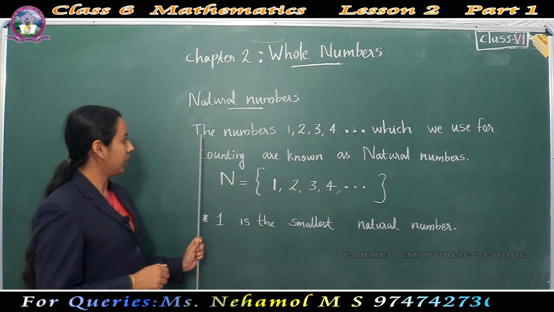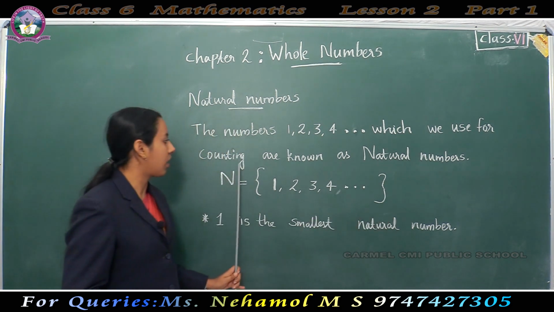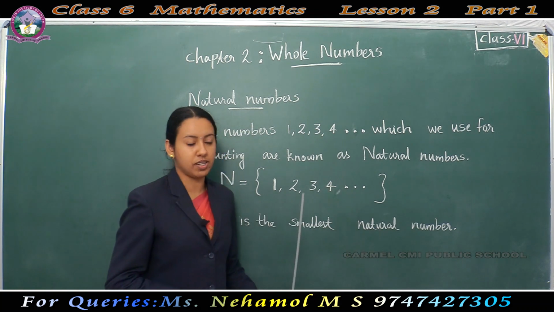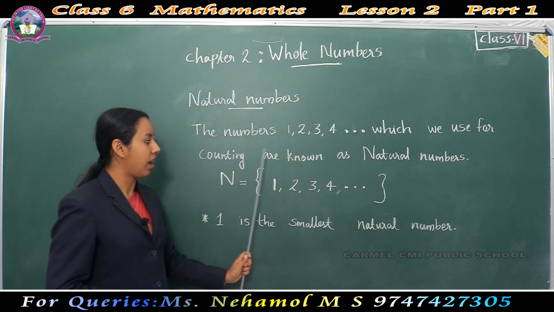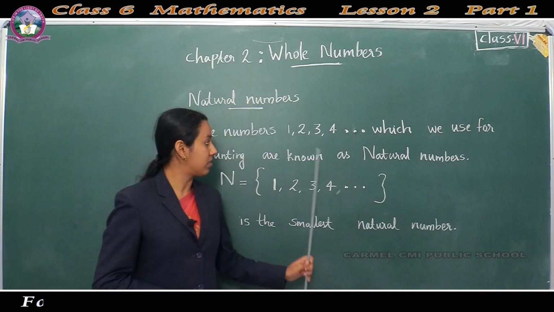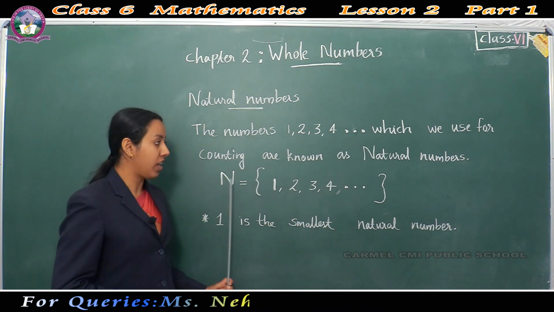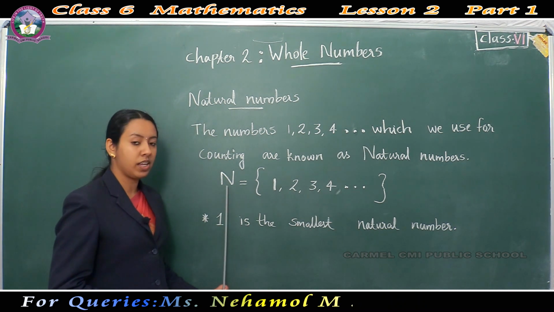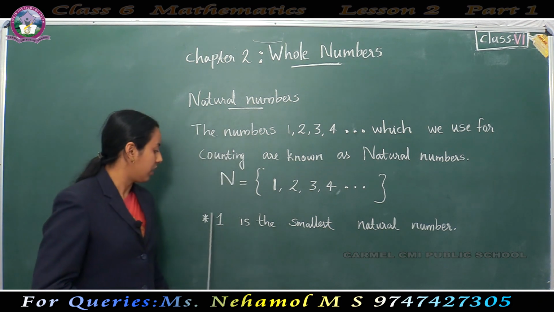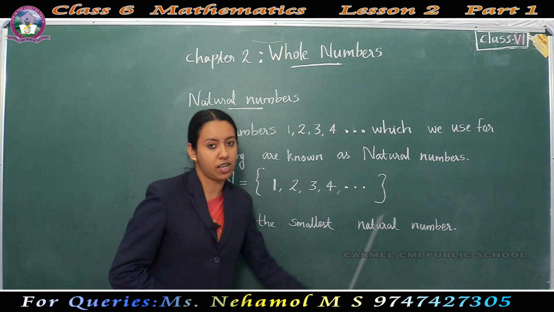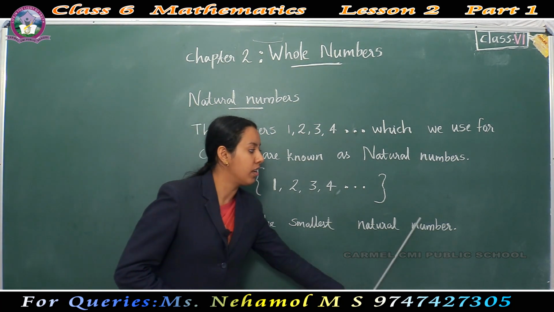Natural numbers. The numbers 1, 2, 3, 4, etc. which we use for counting are known as natural numbers. Hence, natural numbers start with the number 1. The collection of natural numbers is represented by capital N. N is equal to the set of 1, 2, 3, 4, etc. Then, 1 is the smallest natural number. Natural numbers start with 1. So, 1 is the smallest natural number.